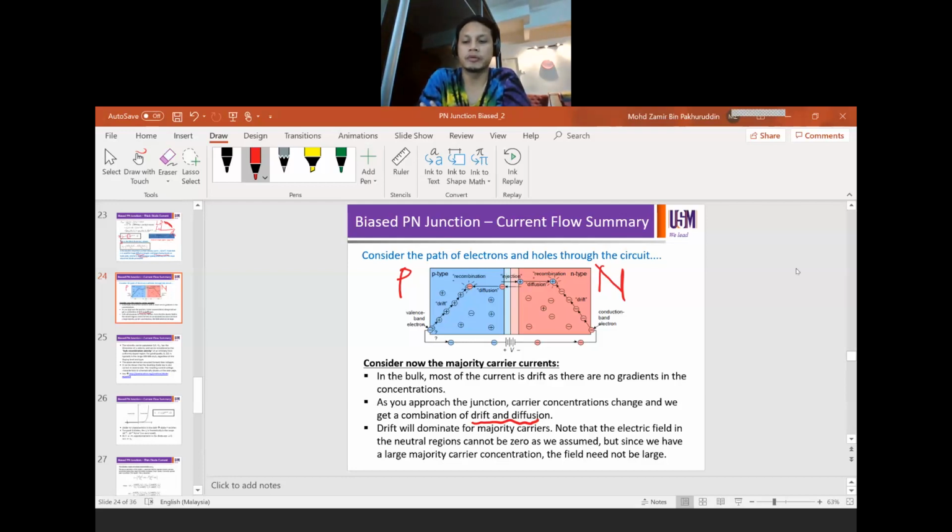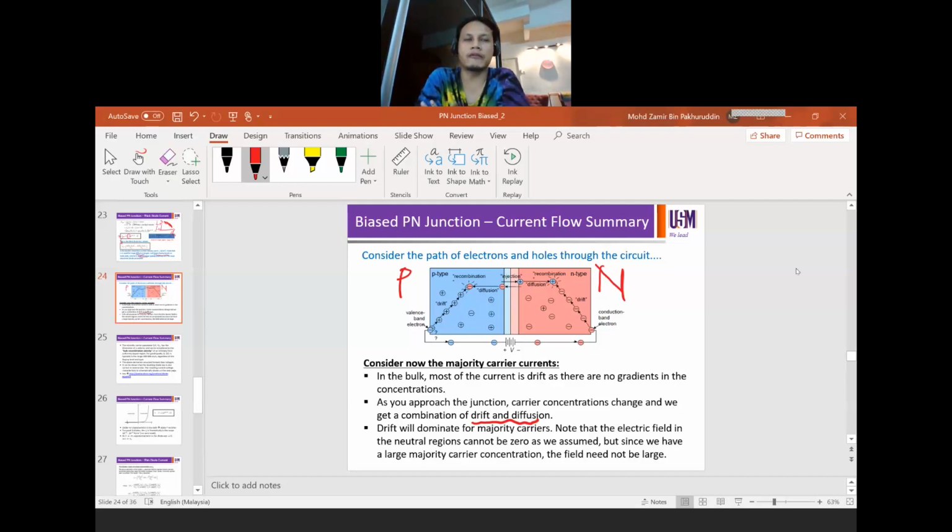Okay, so right. Then why do we have diffusion near the junction? Anyone? Kenapa kita ada diffusion near the junction? Let's recap. This one is quite straightforward, right? Yeah, gradient of what? Yes, concentration gradient. Good. So we have concentration gradient near the junction.